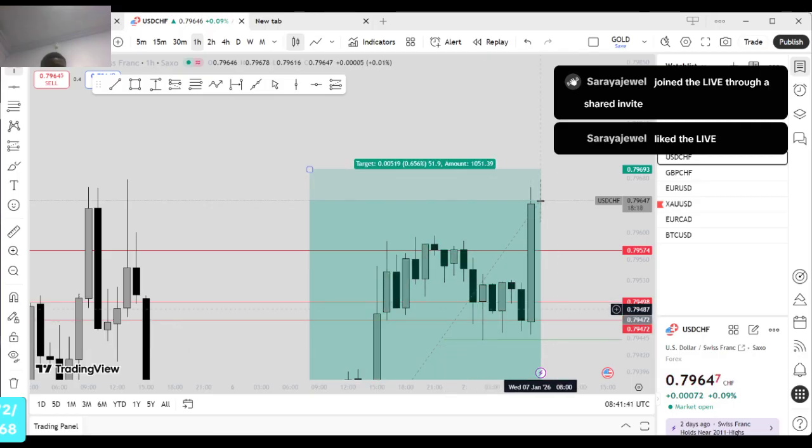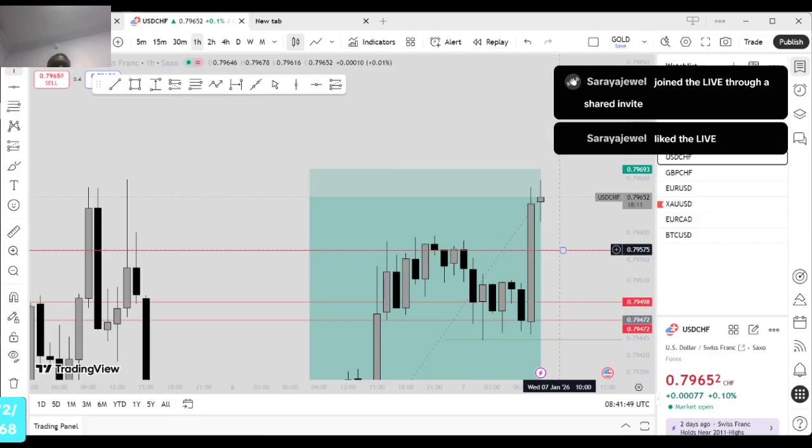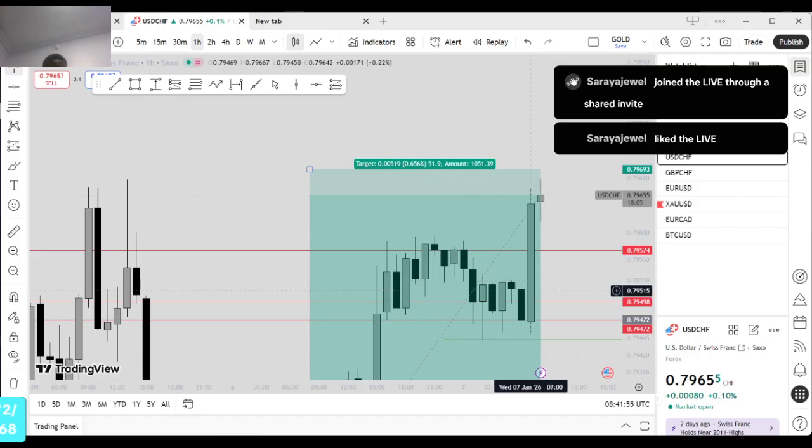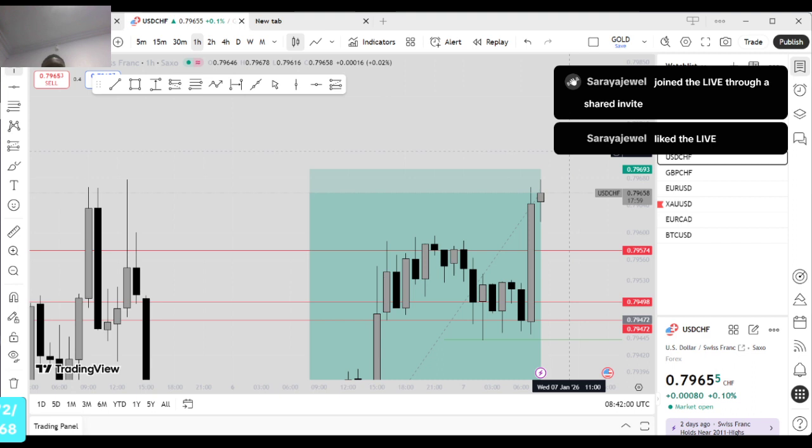I have one entry here, another entry here, and another entry here. If you trade liquidity and POIs and everything, here is a very good POI to enter from. So I'm still bullish. Now I've gotten different confirmation. My daily is giving me bullish.